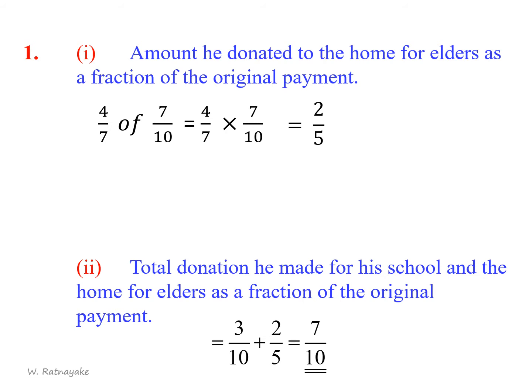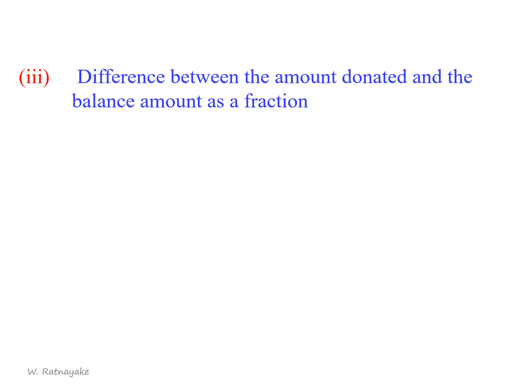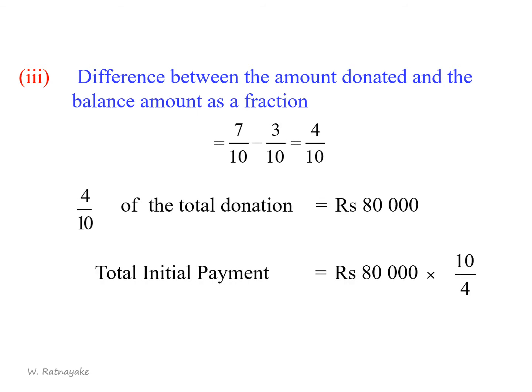Then the third part, we have to find the difference. The amount donated as a fraction is 7 upon 10, and the balance is 3 upon 10. Then the difference must be 4 upon 10. This fraction of the whole amount he obtained is equal to 80,000.